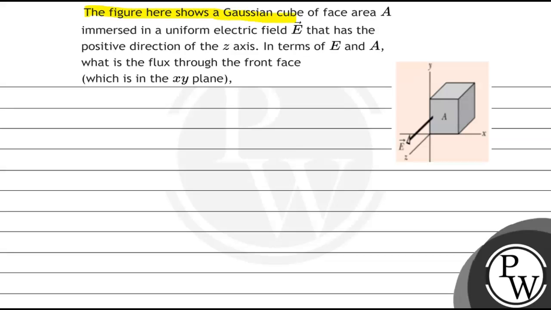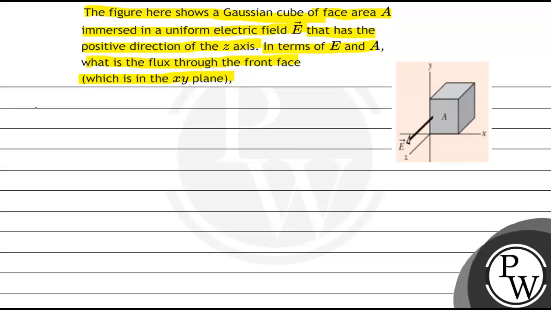The figure here shows a Gaussian cube of face area A immersed in a uniform electric field E that is in the positive direction of the Z axis. In terms of E and A, what is the flux through the front face, which is in the XY plane?